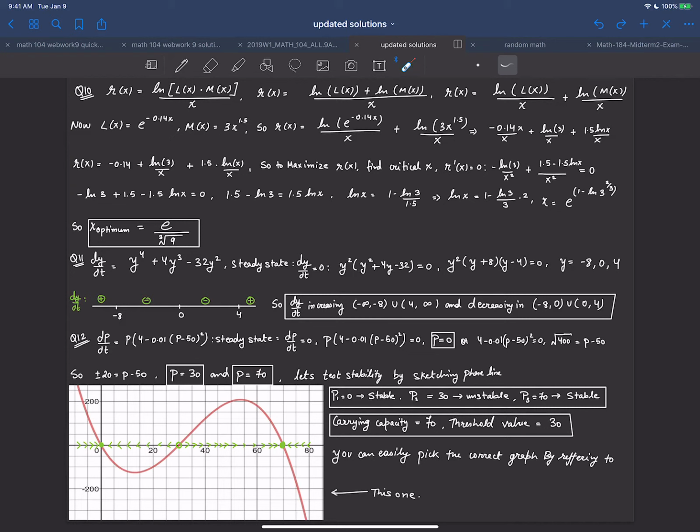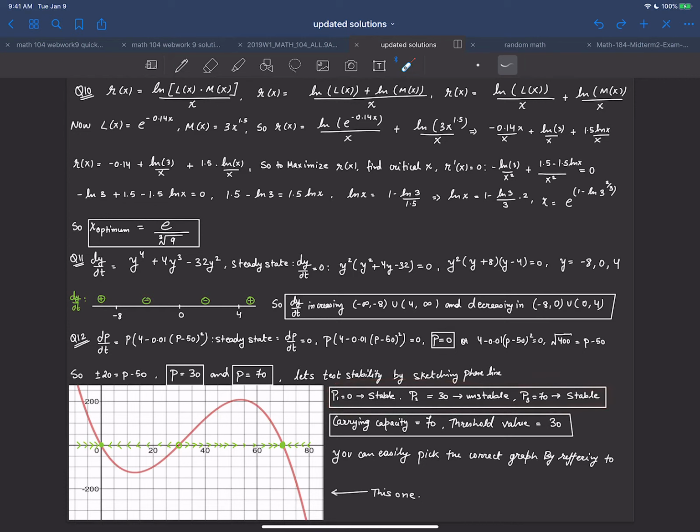Once you have the steady states, to actually test for the stability, you can use the phase line. So what I did is I just became lazy and plotted this in Desmos. The graph looks like this. Once you have this, we can cross-validate our stable steady states and unstable steady states. It's the same analysis again. You can draw a tangent here, downward sloping, which means it's stable. Tangent here, upward sloping, which is unstable. Tangent here, downward sloping, so that's a stable steady state. So this is how you comment on the stability.